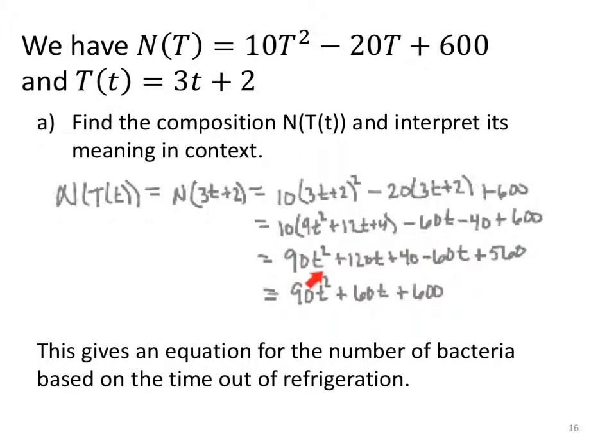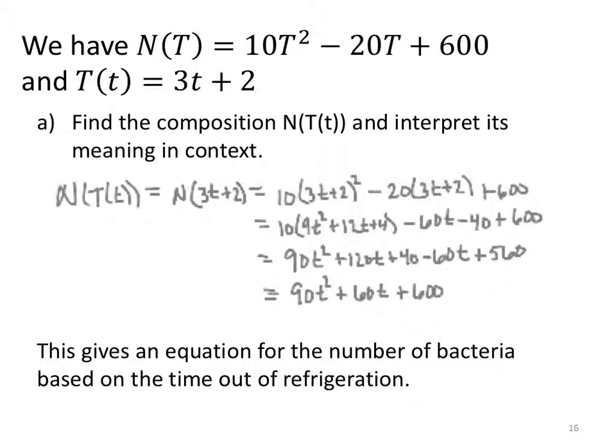When I distribute, 10 times 9 is 90t squared, plus 120t, plus 40, minus 60t. And then I decided to combine these to get a positive 560. Combining yet again, 120t minus 60t is a positive 60t. I still have my 90t squared, and I have a 40 and 560. I went back to 600.